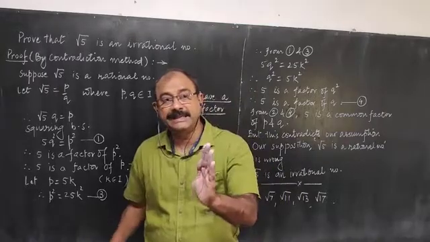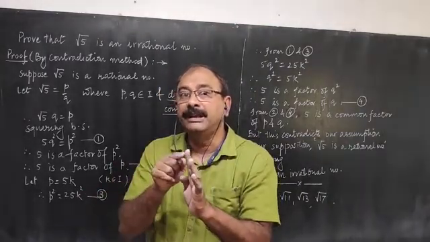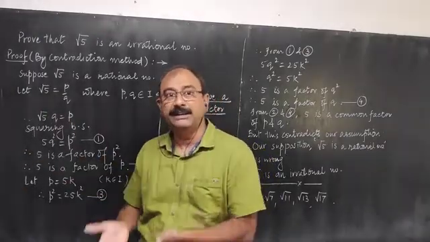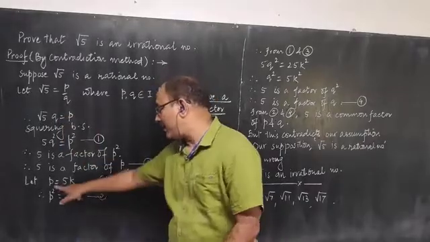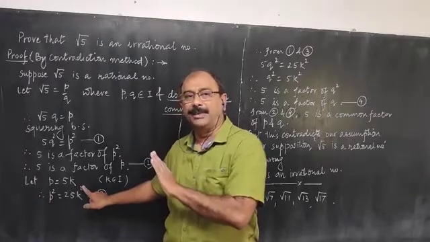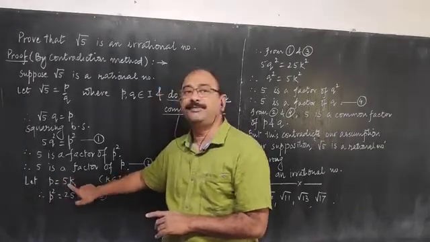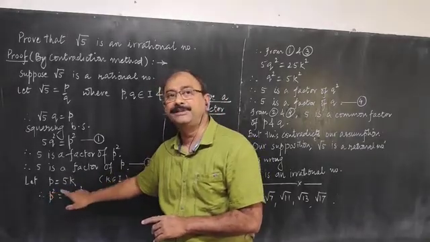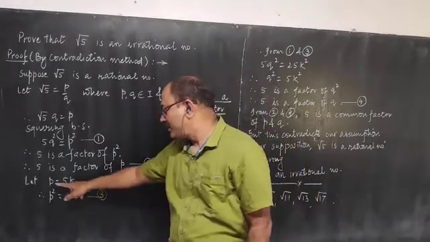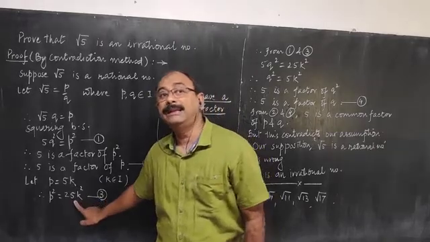Now p is an integer and 5 is a factor, so p can be written as 5 multiplied by some number, because if it is a factor, it will be there in the factorization. So using that conclusion we have written: let p be equal to 5k, where k is some other integer. If I square this, I get p square is equal to 25k square.